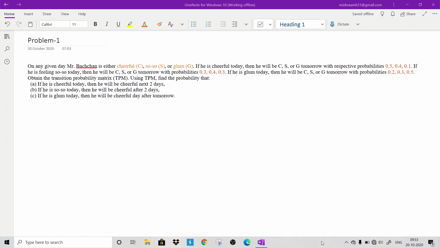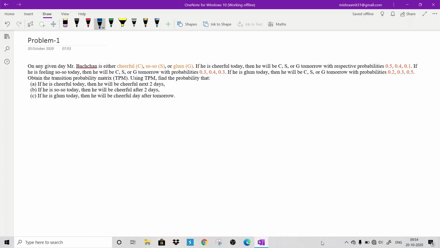First question. And second is, using this transition probability matrix, find the probabilities that if he is cheerful today, then he will be cheerful the next 2 days. If he is so today, then he will be cheerful after 2 days. If he is glum today, then he will be cheerful day after tomorrow. So we will see the solution. So now first thing is what is the transition probability matrix.